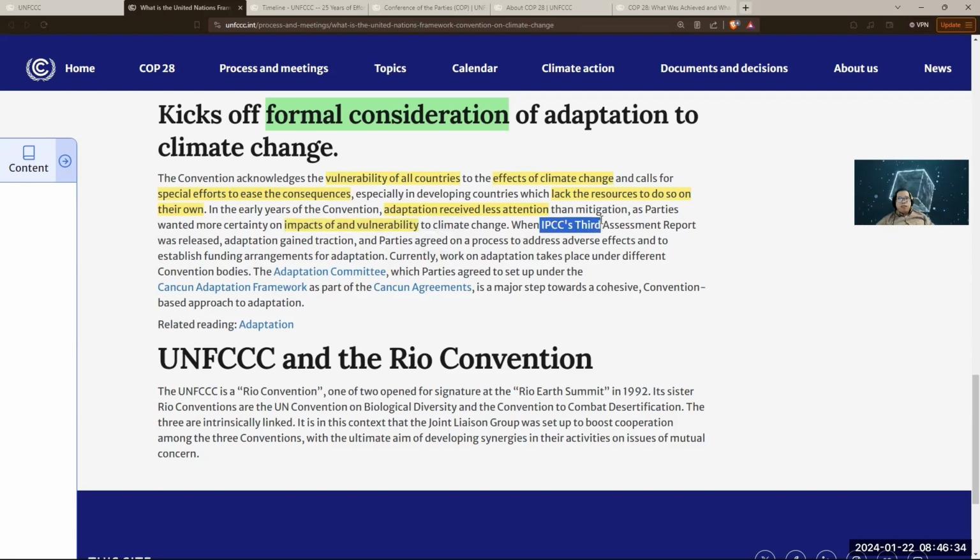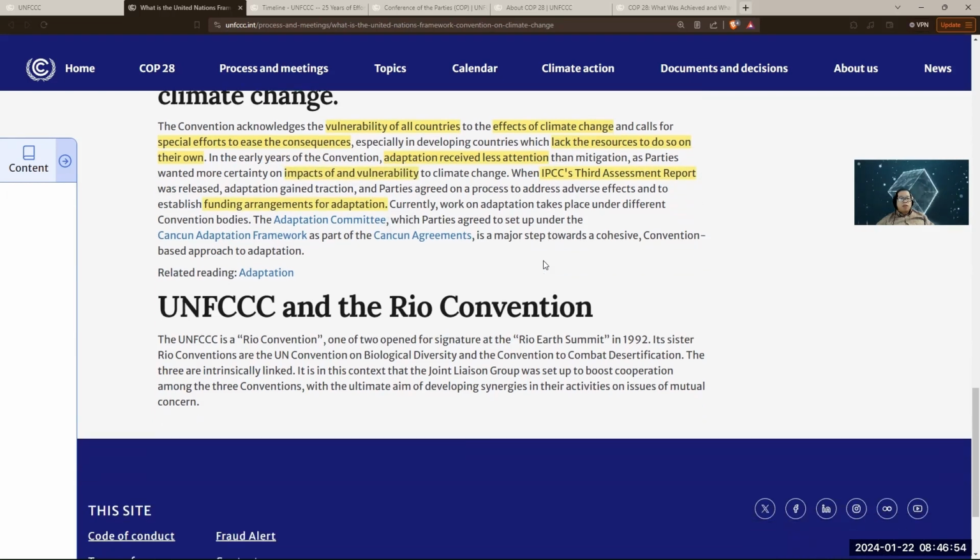Yep, IPCC third assessment report. Like later we'll see it in a timeline when it goes. Now the funding will also be focused, broken down a little bit for adaptation. And different bodies of the convention have an adaptation committee. Have the Cancun Adaptation Framework, Cancun Agreement.